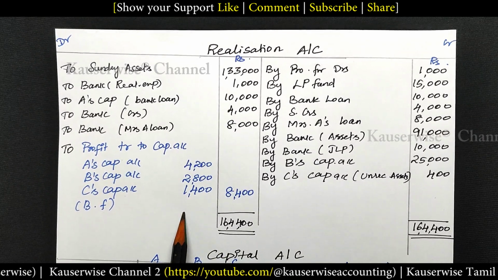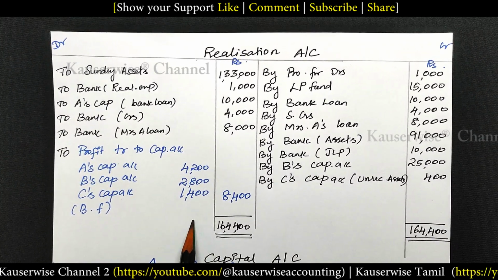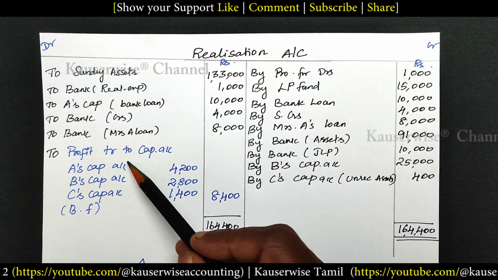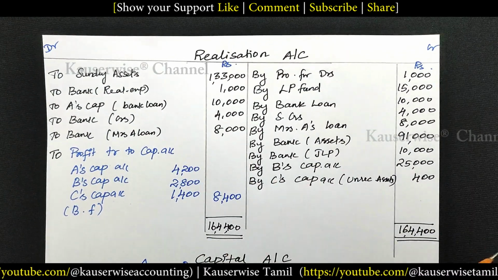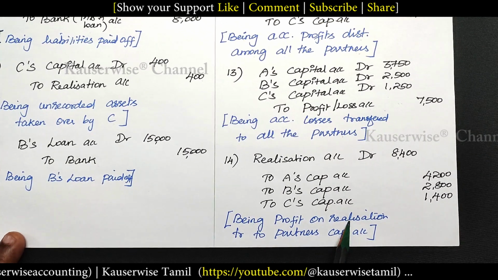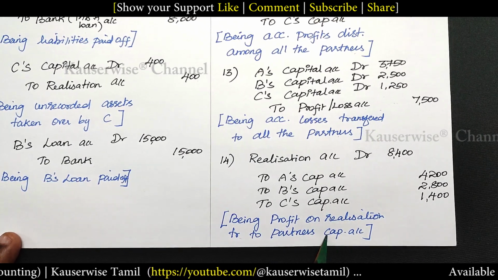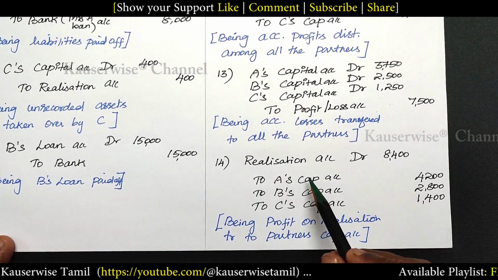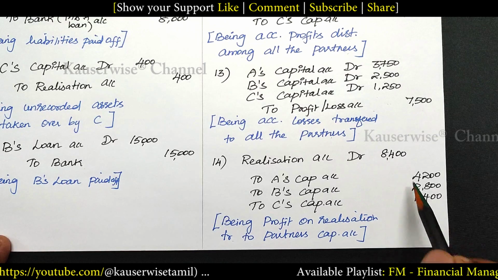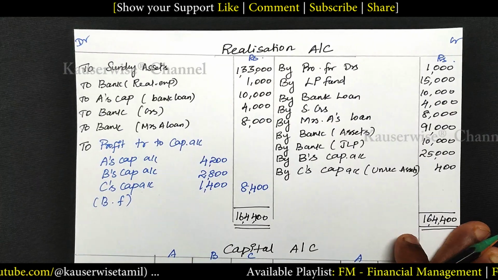And after finding this, we need to make a separate journal entry for this. What is the entry? Realization account debit to all partners capital account. See the entry. See the 14th entry. Being profit on realization transferred to all the partners capital account. Realization account debit to all the partners capital account according to their profit sharing ratio. Okay. See the ledger.